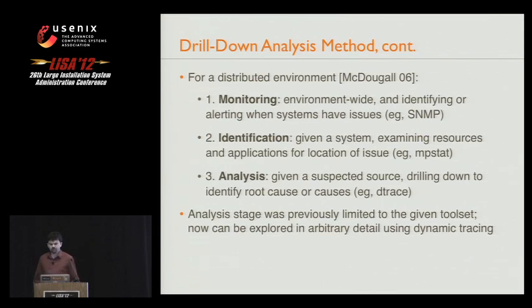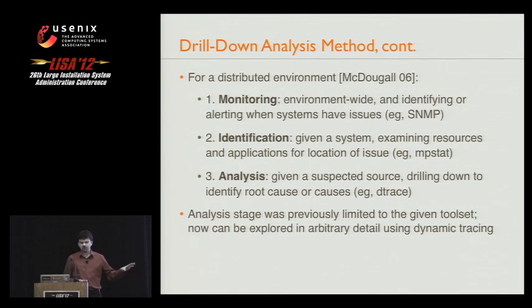I wrote an example in Fast Performance and Tools with Jim Marron and Richard McDougall, where we just had 3 steps. Monitoring at the highest level for environment-wide and alerting when systems have issues. Then identification, given a system with an issue, looking at the resources and looking for bottlenecks and high-level issues. And then analysis, where we drill down and down and down to the root cause or causes.